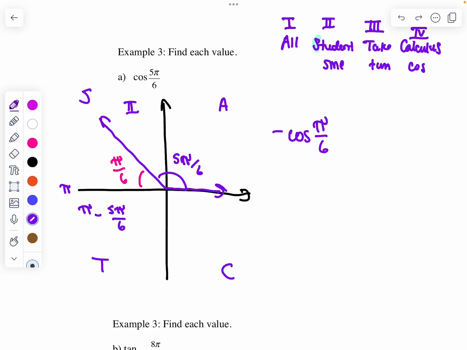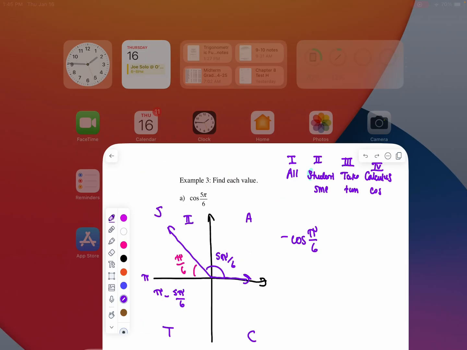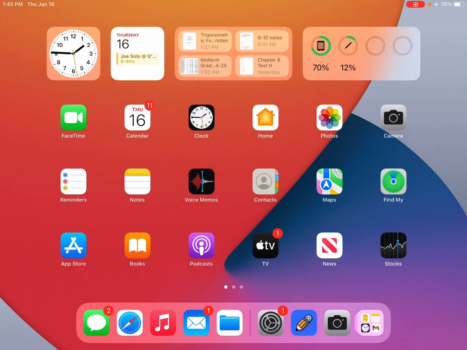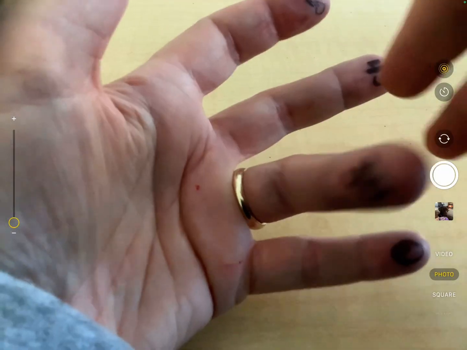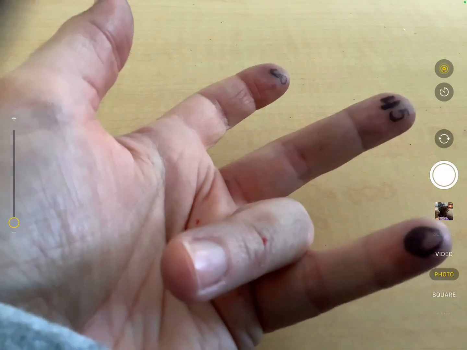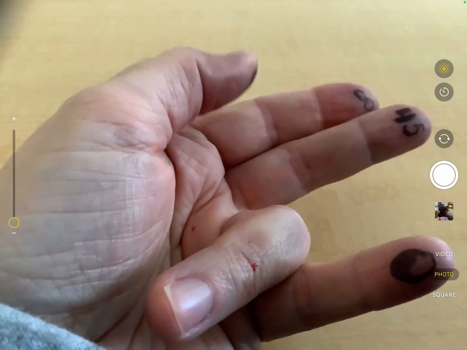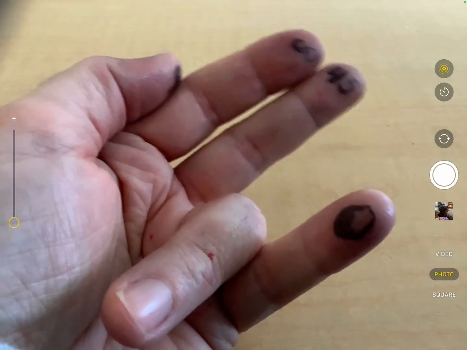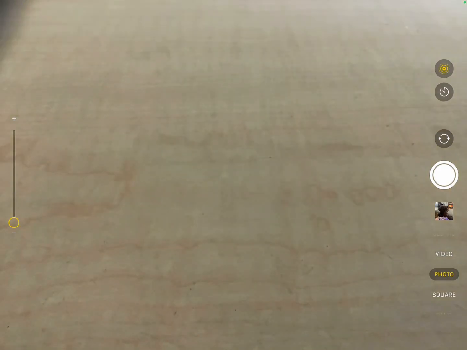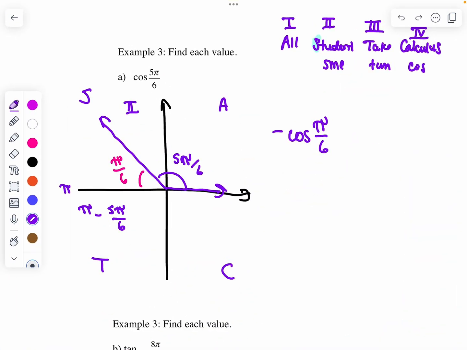So now we're going to go to the hand trick. Okay, pi over 6. I wish there was a better way than flipping back and forth. So pi over 6 is the same as 30 degrees. Cosine is the square root of the fingers on the left, divided by 2. I have 3 fingers on my left. That's going to be root 3 over 2. And it's negative.